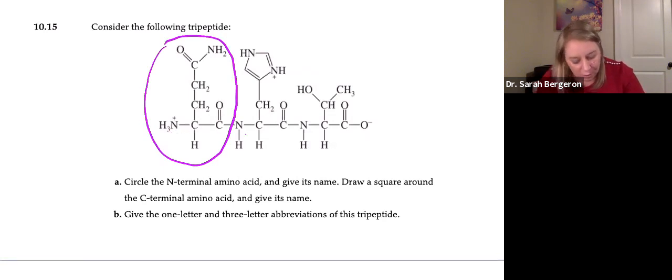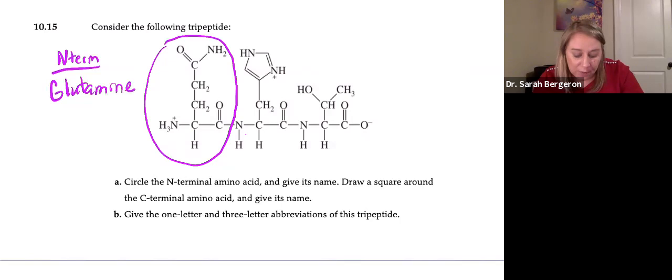Okay, so circle the N-terminal amino acid and give its name. Look at that structure, you should go look it up. So the N-terminal is glutamine, and that is GLN and Q. And you can always pause the video and go and look at your sheet and then press play so that you're not just copying down what I write. You need to learn to use the sheet and not just copy what I'm doing.